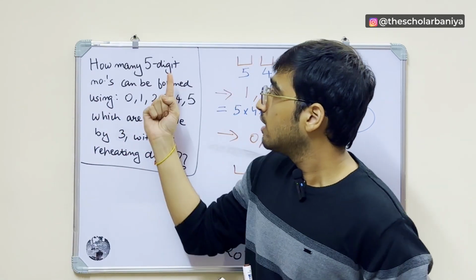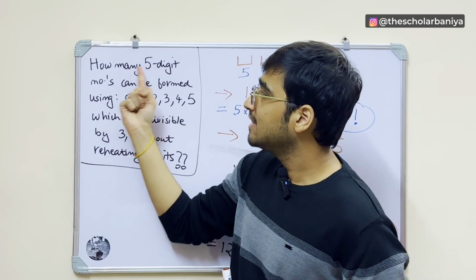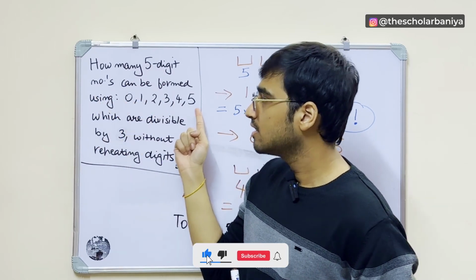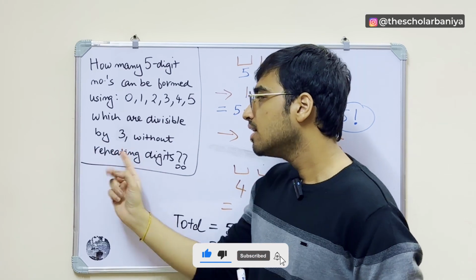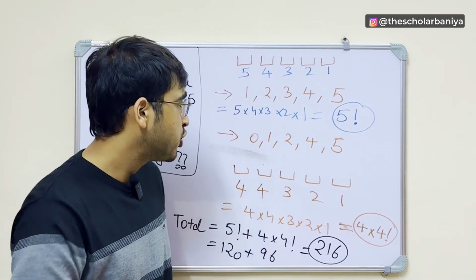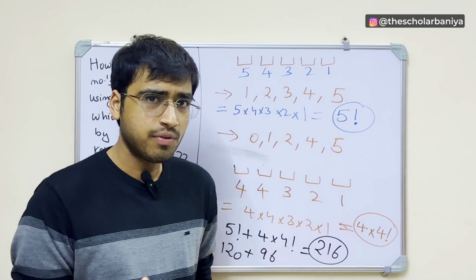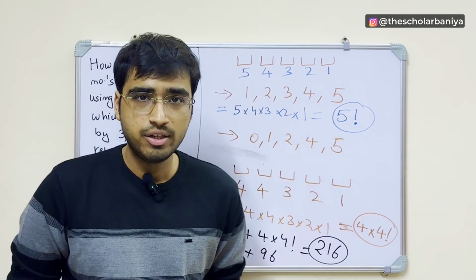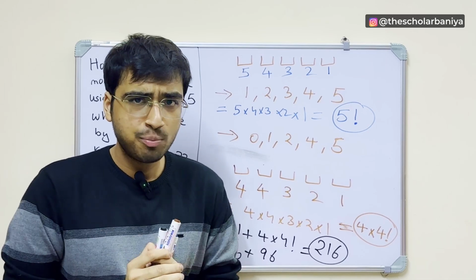So there are 216 5-digit numbers which can be formed using this, which are divisible by 3 without repeating the digits. So I hope this should be pretty clear, not at all difficult. You just have to use a little bit of common sense and then do the calculations. I hope this should be completely fine.